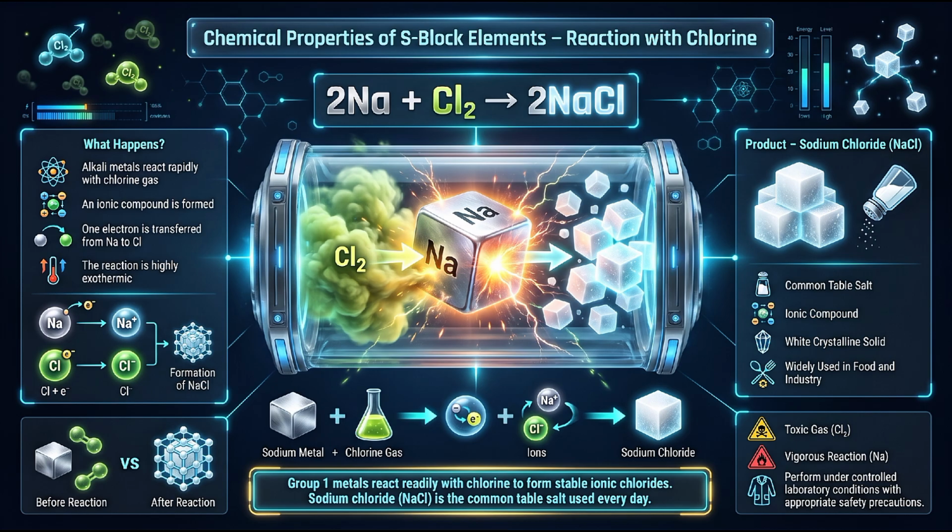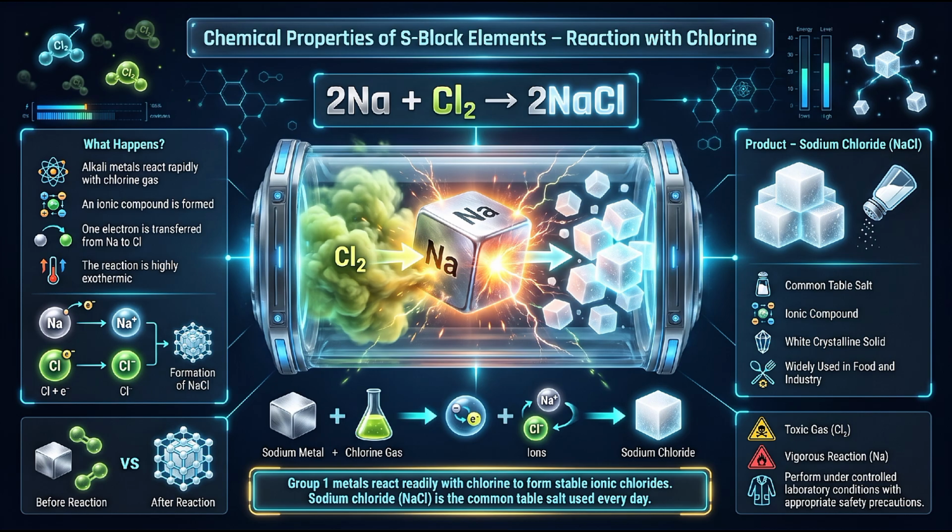As we move down group 1, the reactivity with chlorine increases because atomic size increases, shielding becomes stronger, and the outermost electron becomes easier to remove. Lithium reacts relatively gently, sodium reacts more vigorously, potassium reacts even more rapidly, while rubidium and cesium react extremely violently with chlorine gas. The image also contains important laboratory safety warnings.